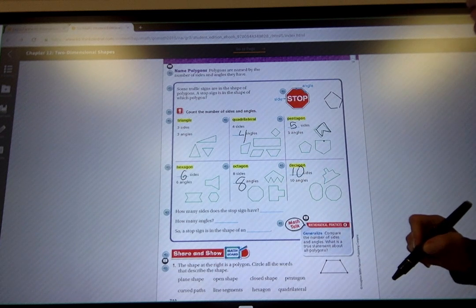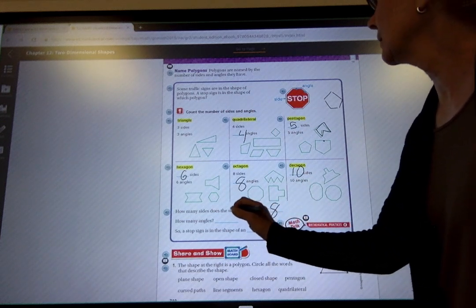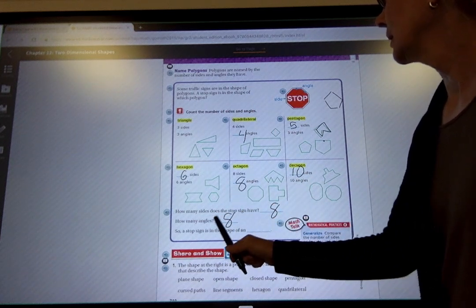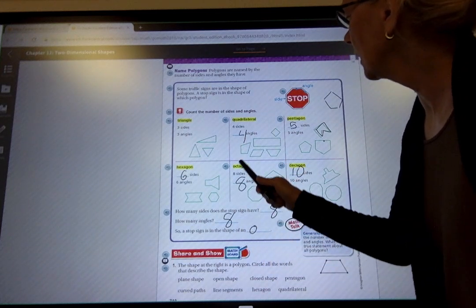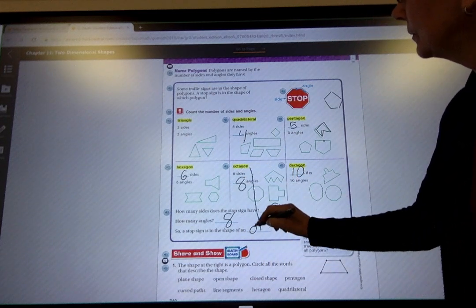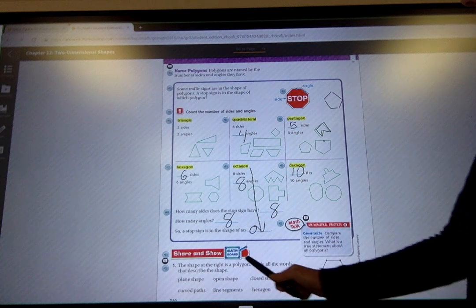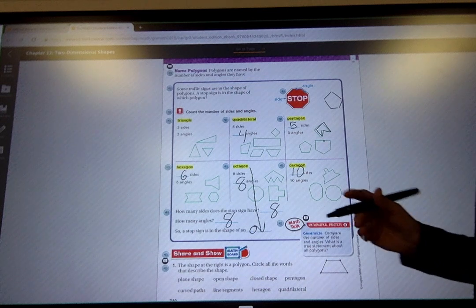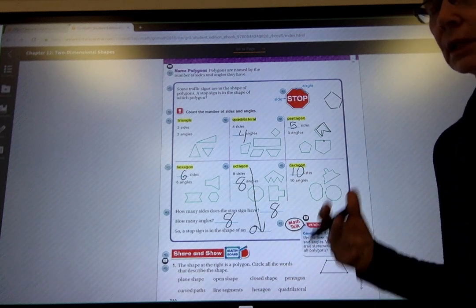How many sides does the stop sign have? We said 8. How many angles? 8. So a stop sign is in the shape of an octagon. Right there. Okay. The shape at the right is a polygon. It's a closed, plane figure made up of line segments.